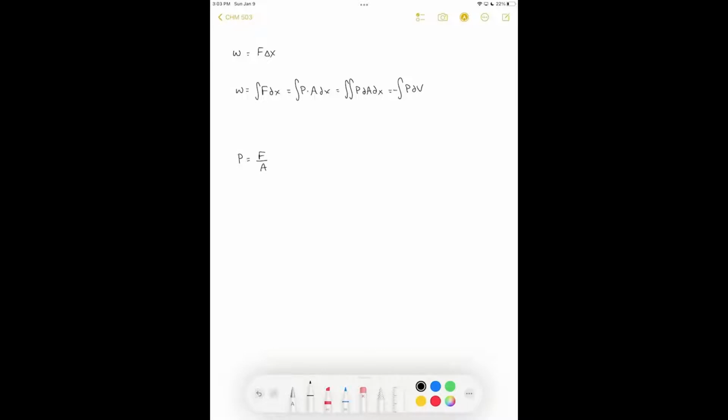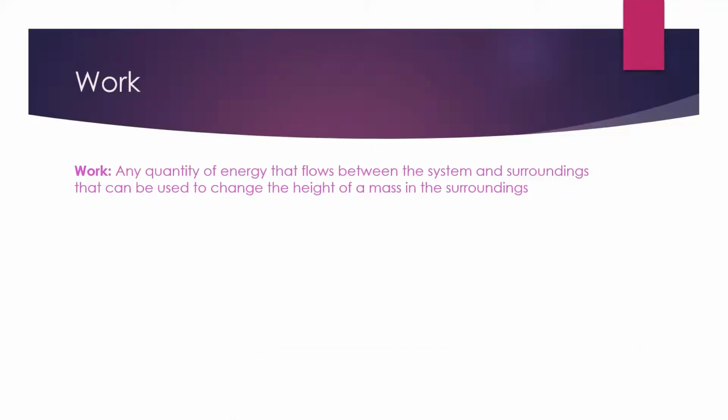But what we have for work in terms of ideal gases is that work is equal to the negative integral of the external pressure, and we'll talk more about what this is again in the next couple of lectures, times the change in volume dV. Now, depending on the system at hand, this integral will have very different solutions, and we'll see some of that in the next lecture.